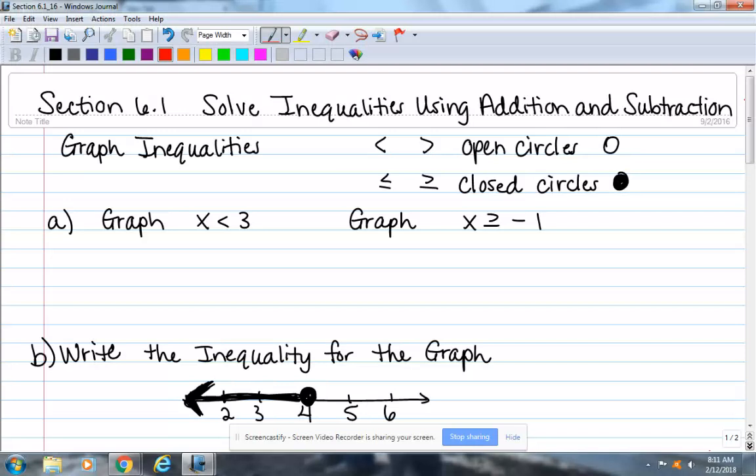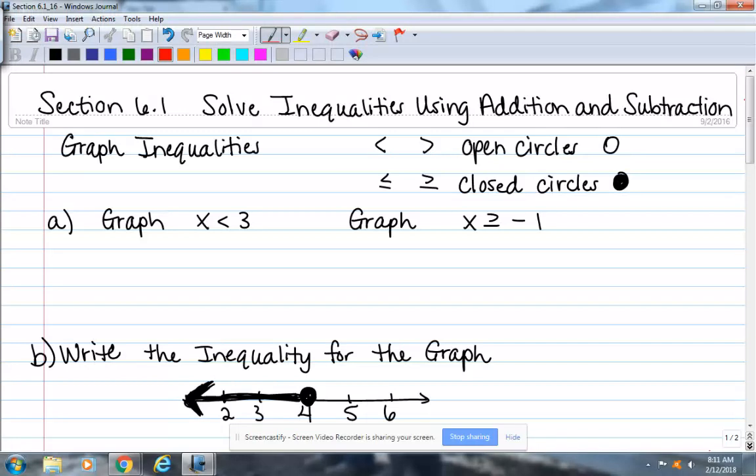When we graph our numbers on our number line to show the answer, to show the solutions, when we have a less than or a greater than, we're going to have an open circle at that number. That means that number is not included in the answer because it doesn't say or equal to. If it's less than or equal to or greater than or equal to, we're going to put a closed circle. That means that number is included in the range of solutions. So here's a few examples right here.